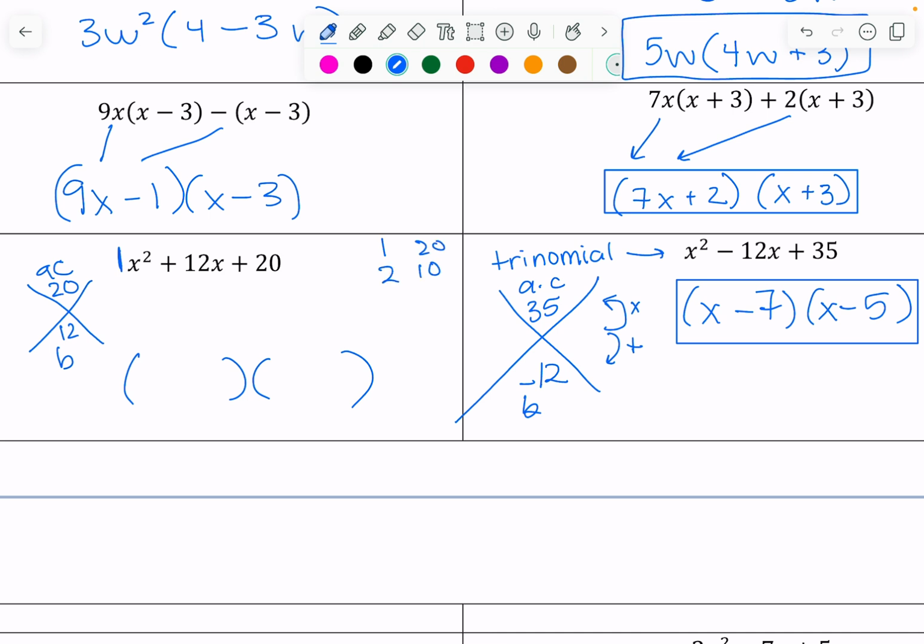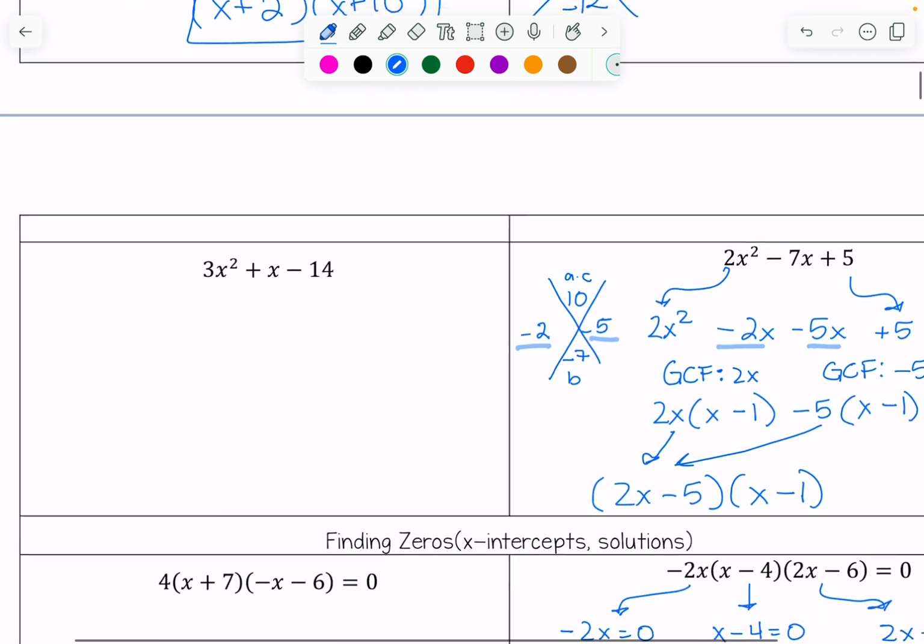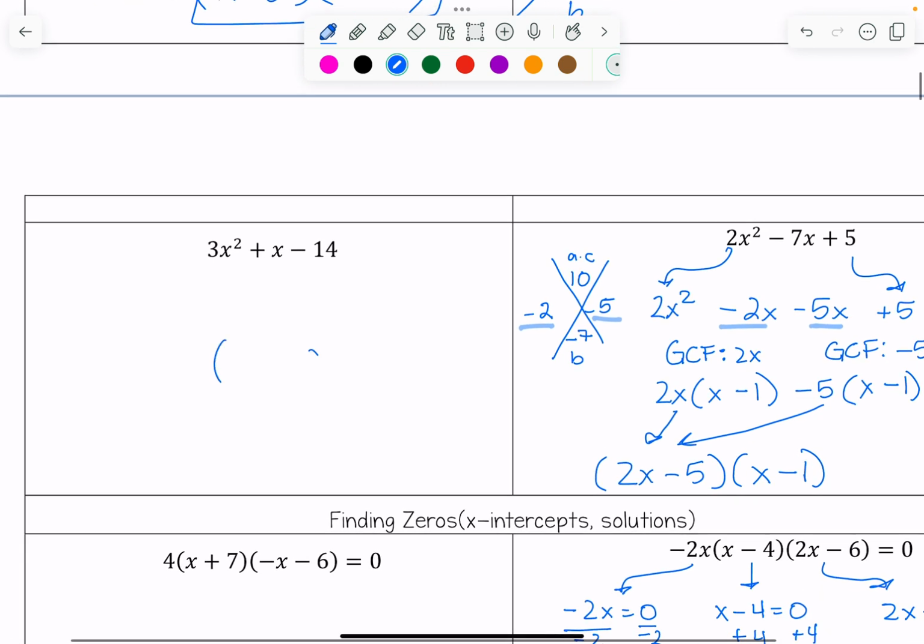2 times 10, yes, that's 12. So it's a 2 and a 10. It's x plus 2 and x plus 10. Those are our two binomials. But now this one doesn't work.